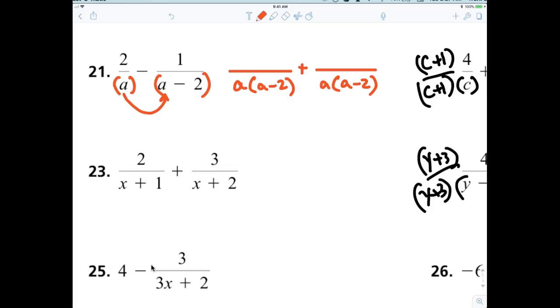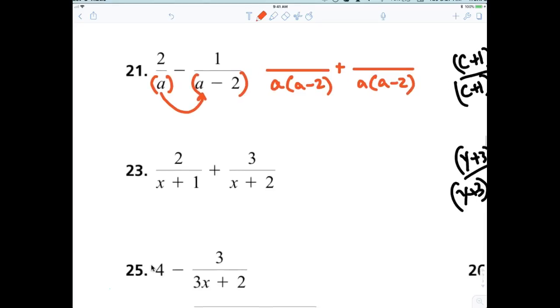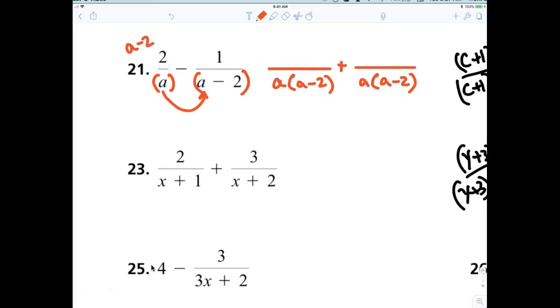All right, so what do I have to multiply the first fraction by? Yes, you're going to multiply the first fraction by a minus 2 over a minus 2. I'm going to multiply the second fraction by what? A. That's really simple. So now the first fraction becomes 2 times a minus 2. Now if you wanted to, you could just say I'm distributing the 2, so it'd be 2a minus 4. I just wrote it all out just so you can see it.